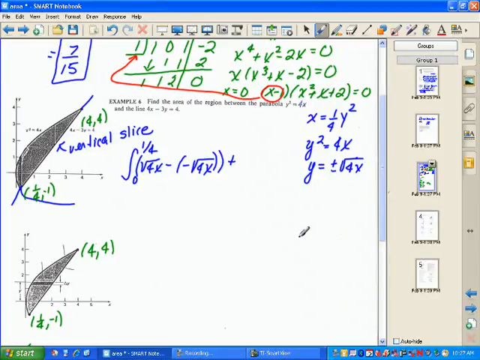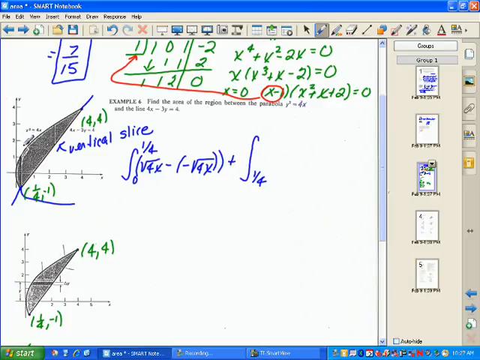Plus. Okay, can I erase right here? Sorry. Not quite figured it out yet. Getting there. Okay, now I got to keep on going. I got to go from 1/4, all of this now, all the way over to an x value of 4.